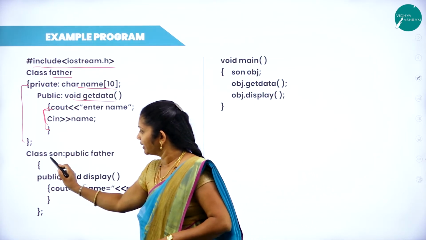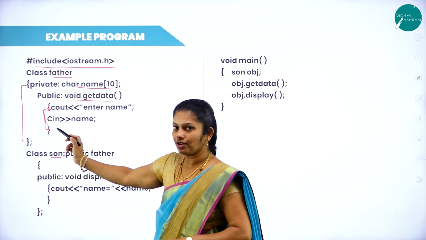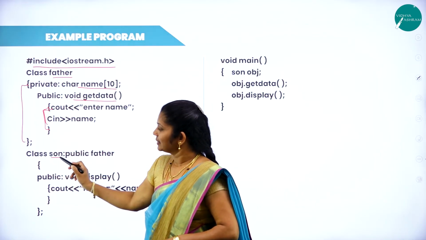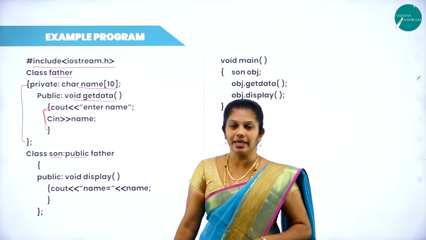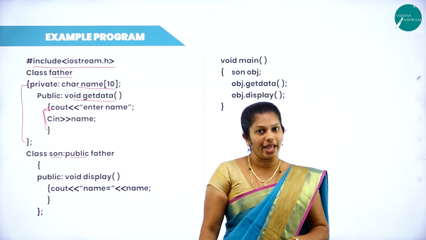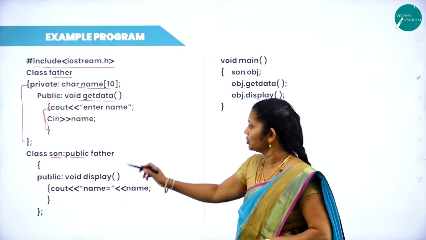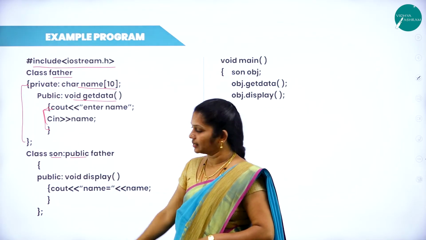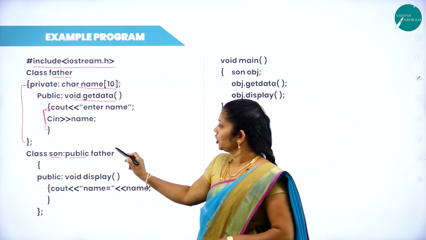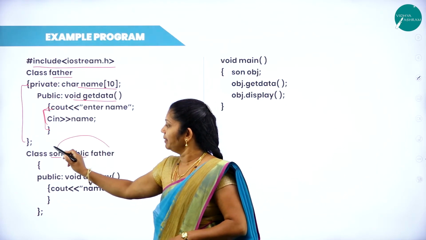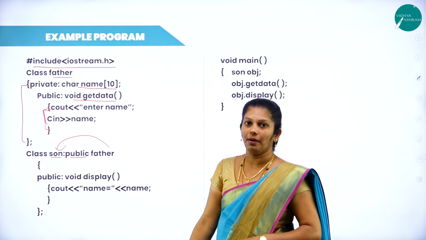Next, one more class we are creating, son. Here we have closed the class, here we have closed the function. And here class son, then colon, the visibility mode we have given as public. If I write private, then we are not able to access any data as well as functions of the base class from the derived class. Here the visibility mode we have given as public. It means that the properties of father can be transferred to son here, if I write the visibility mode public.